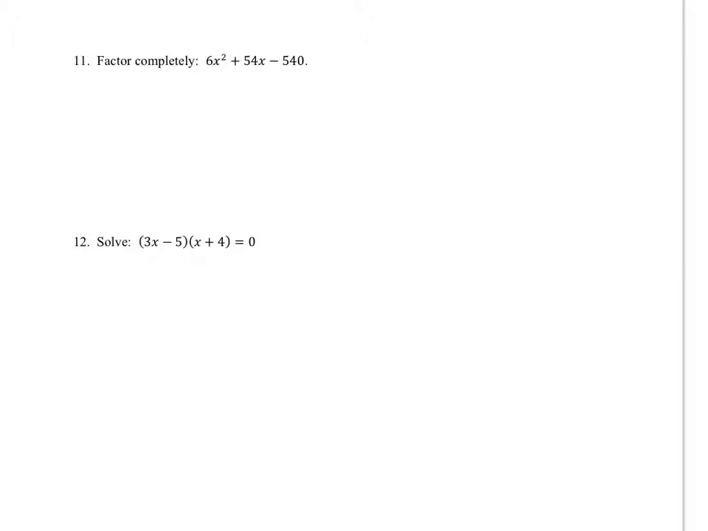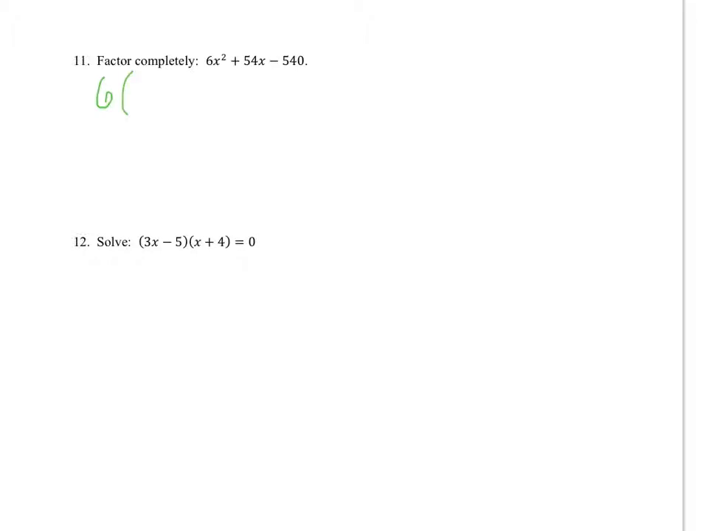I'm going to tell you that this is on the no calculator part, so you're not going to want to multiply large numbers like that and then find factors. Those numbers would be huge. So let's think, what is the largest number that we can pull out that divides 6, 54, and 540 evenly? So the greatest common factor of those numbers would be 6.